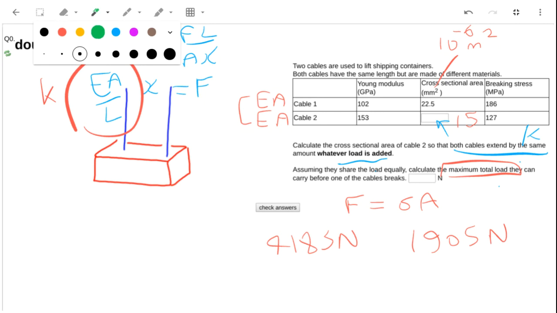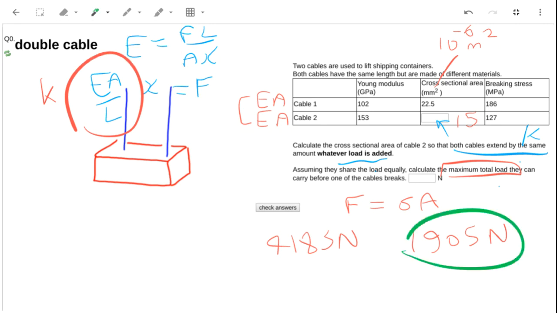Which cable will break first? This one. And therefore, with both of those cables carrying that same amount of load, 1,905, I need to double it to get the maximum total load, which is 3,810 newtons.